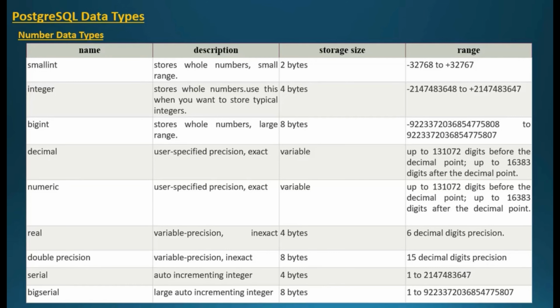Now let's move to PostgreSQL data types. The first one is number data types. It is used to store numerical values. So as we can see from the above table, we have smallint, integer, bigint. These all represent whole numbers and have different storage sizes like 2 bytes, 4 bytes, 8 bytes. And next one is numeric or decimal. It stores the exact values. And next one is real and double precision. It is for floating values. And also serial and bigserial, which are used for the auto increment numbers.